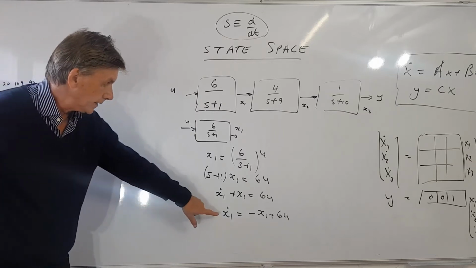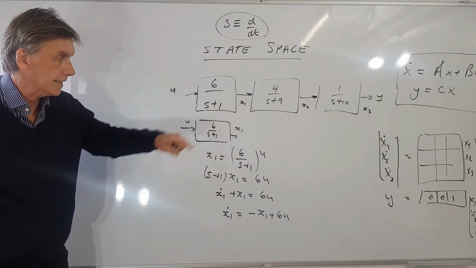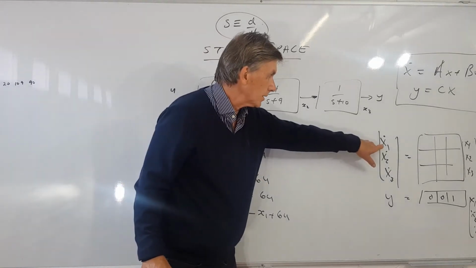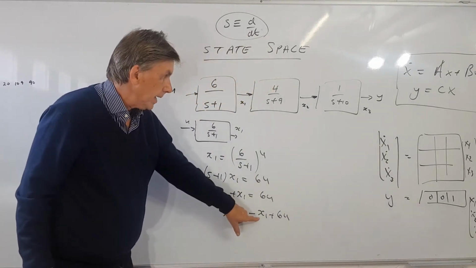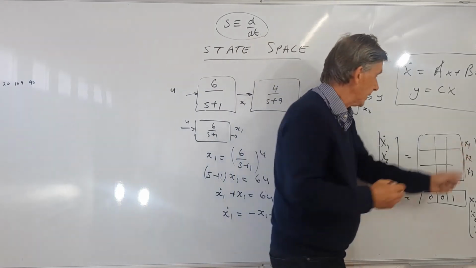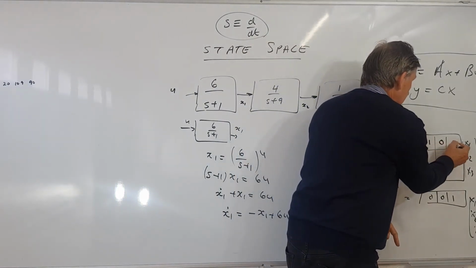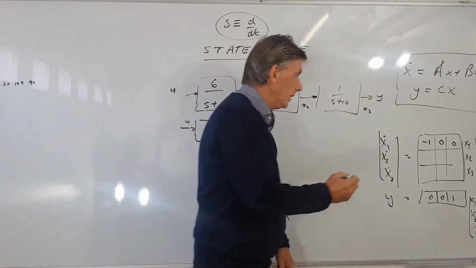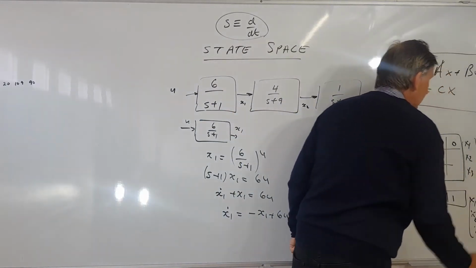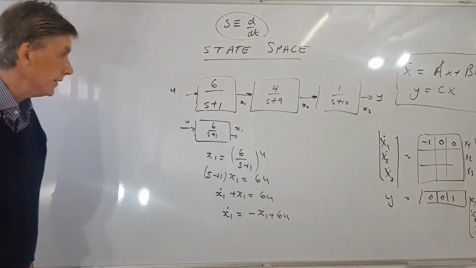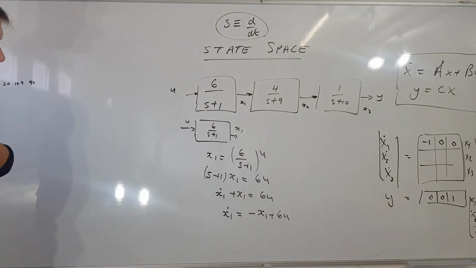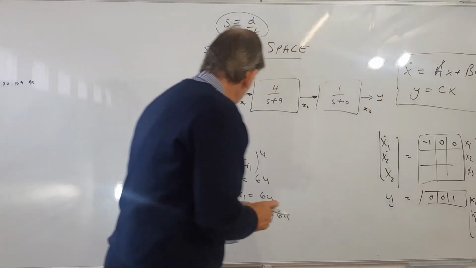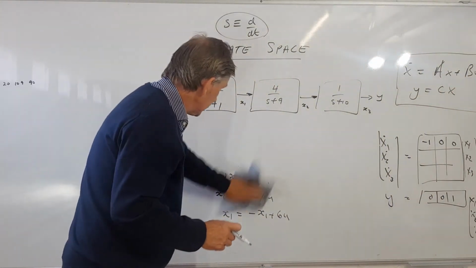So we're going to try and fit this little equation now into the first line of our matrix equation. So x1 dot is x1 dot here. It's minus x1, so there's the x1, that's just minus 1, no x2s and no x3s, and we've got a 6u, so we get a 6 in there. And there's our first line now of our A matrix.